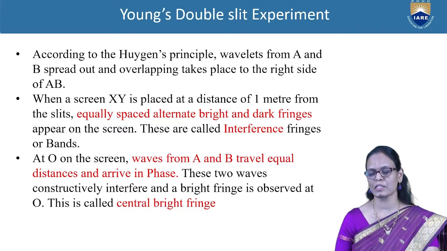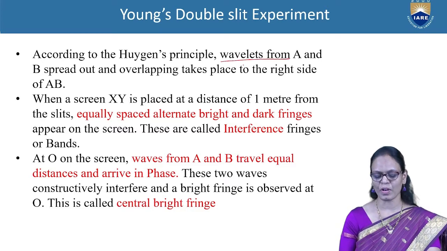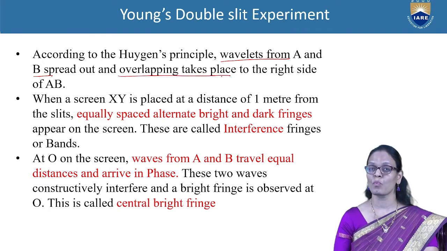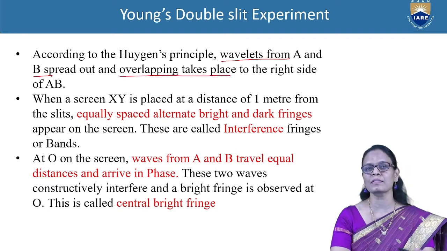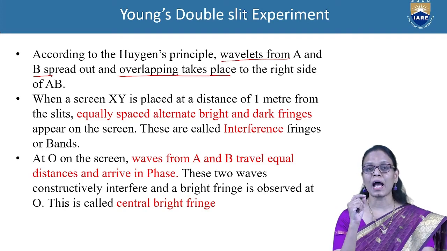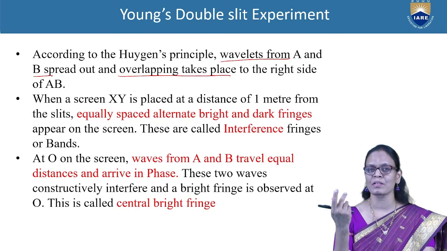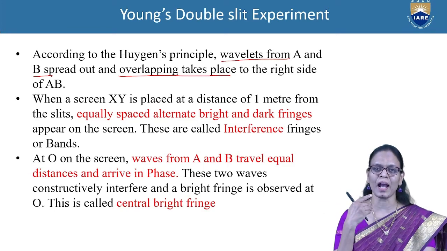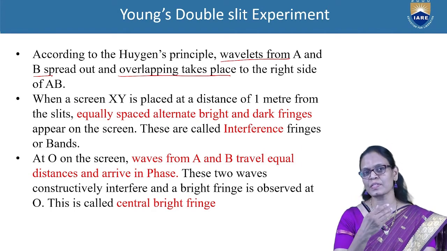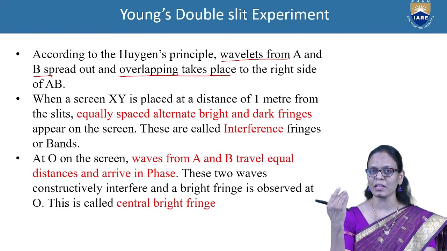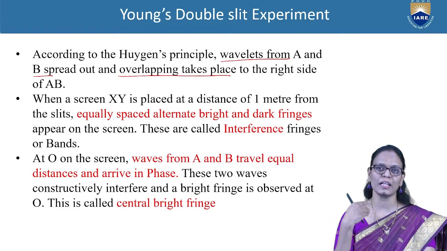According to Huygens principle, the wavelets from A and B spread out and overlapping takes place. What does Huygens principle tell us? Each source acts as a source for secondary wavelets. So now secondary wavelets are coming out from A and B, and the waves that are coming from A and the waves that are coming from B will now overlap with each other.